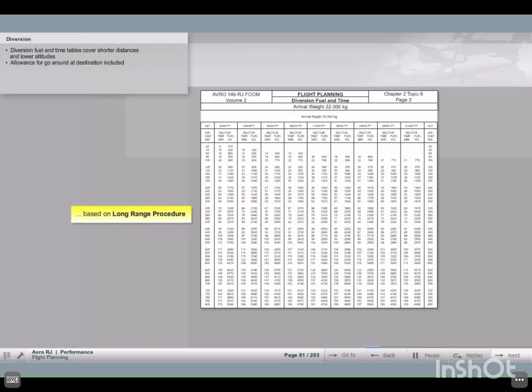Diversion fuel is obtained from the diversion fuel and time tables, which are based on the long-range procedure and cover the shorter distances and lower altitudes only. Since all sector and diversion fuel tables include fuel for takeoff and initial climb, this will also cover the climb-out after a discontinued approach. For a diversion from 1,000 feet overhead, an average fuel of 120 kilograms can be deducted.